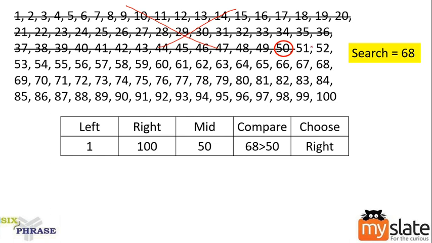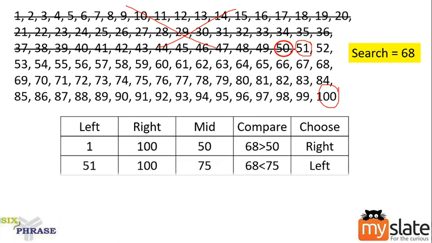Now what is your left extreme? Left extreme has changed, but right extreme is still 100. Left extreme has changed to 51. We'll write it down. So the left side extreme value is 51 and the right side extreme value is 100. What is the middle value? Left plus right divided by 2. So 151 divided by 2. The answer will be 75.